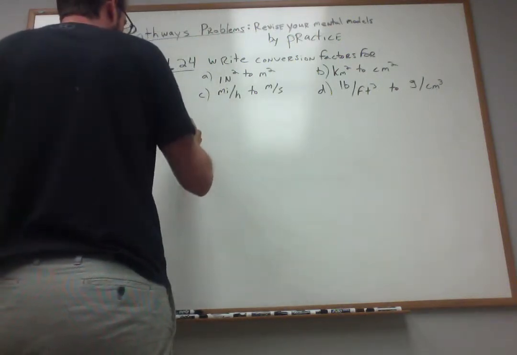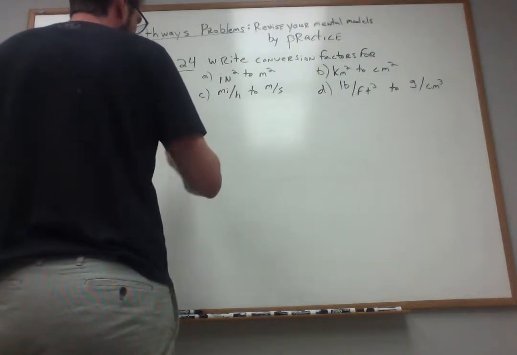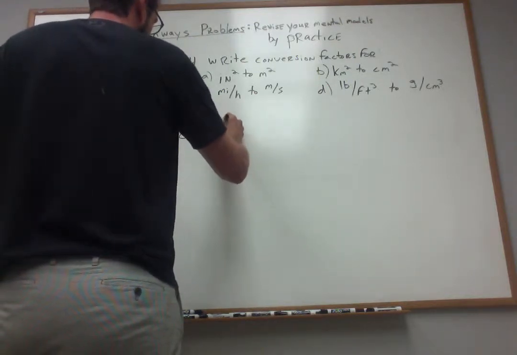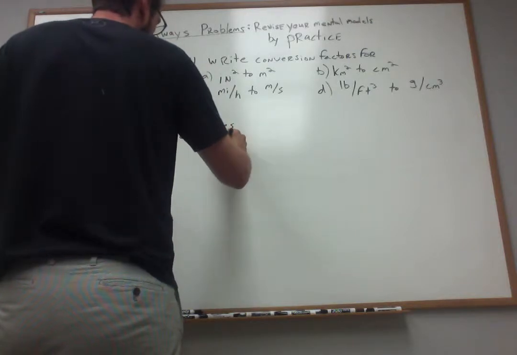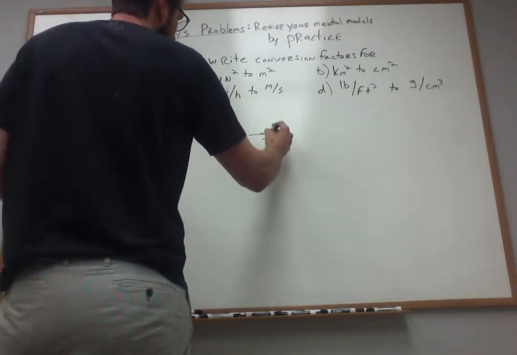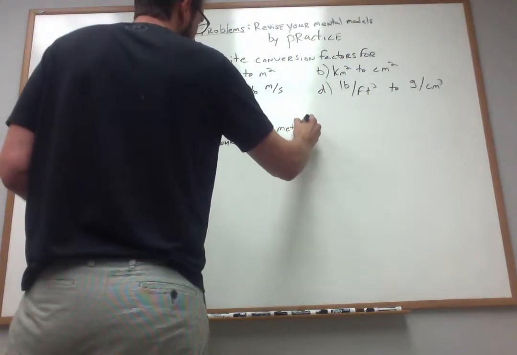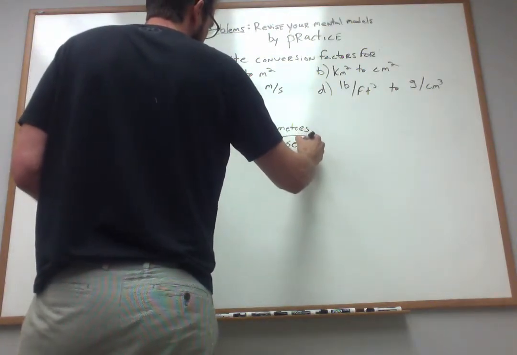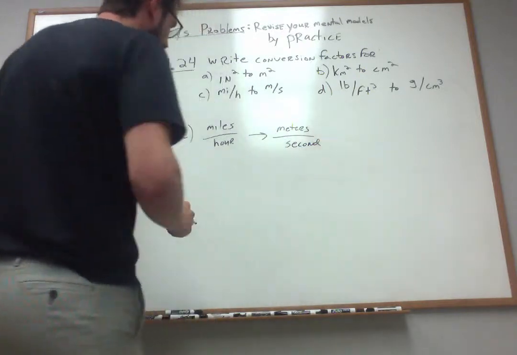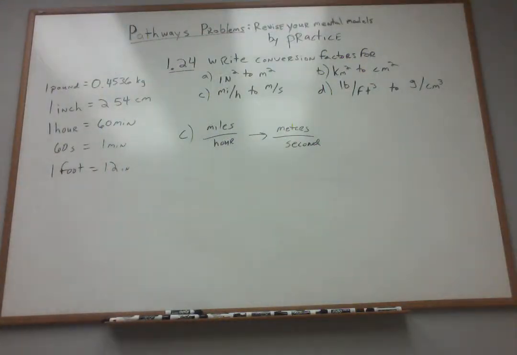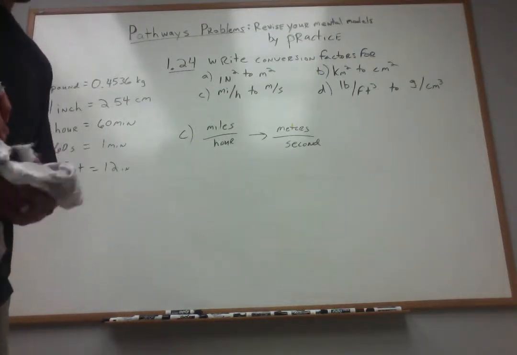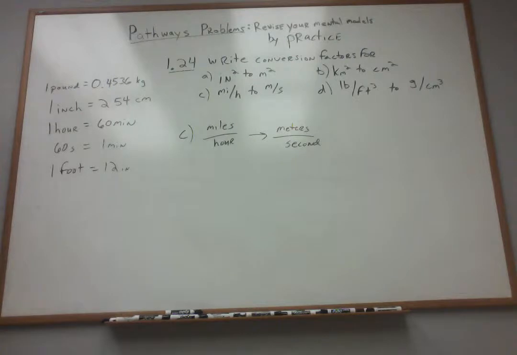All right, so let us move on then to C. This one's even more challenging. Wow. We need to go from miles per hour, which is of course a velocity. You might register that on your speedometer on your car, driving to class. We convert that into meters per second. Meters per second. How in the world are we going to do this?